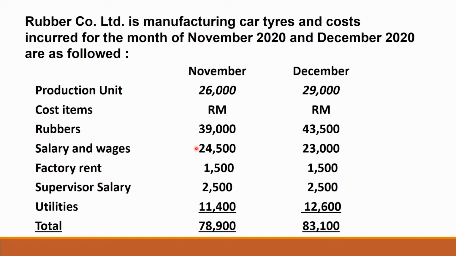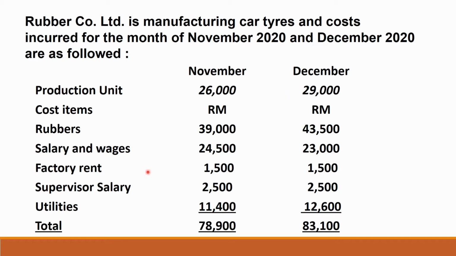Okay, we look at this one. For example, when the level of output increases, the cost of rubbers increases. So this one is normally direct material. Number 2, salary and wages. The amount increases when the level of output increases. So this one may be mixed cost and we will use the high-low method to prove it. And the third one, factory rent. The amount remains constant when the level of output increases.